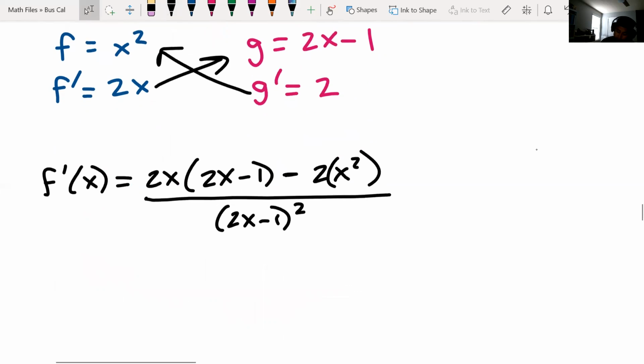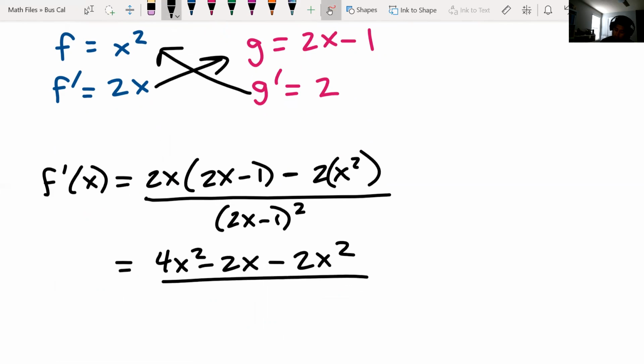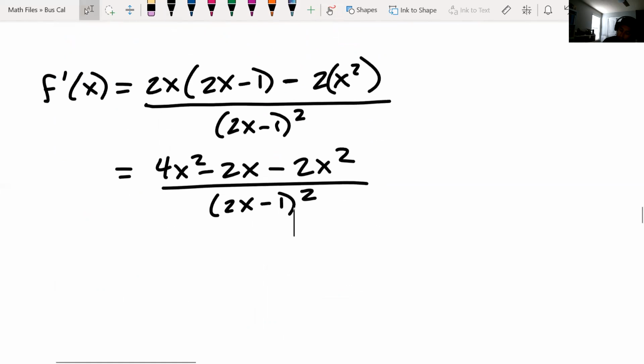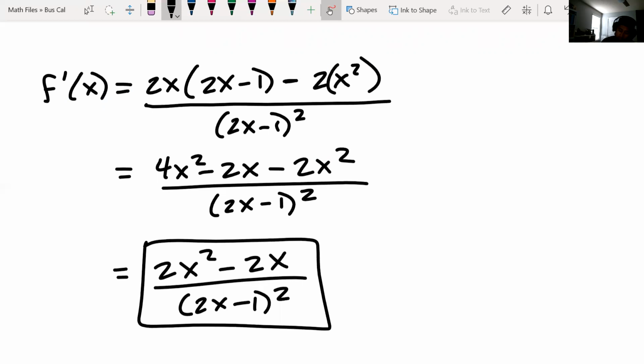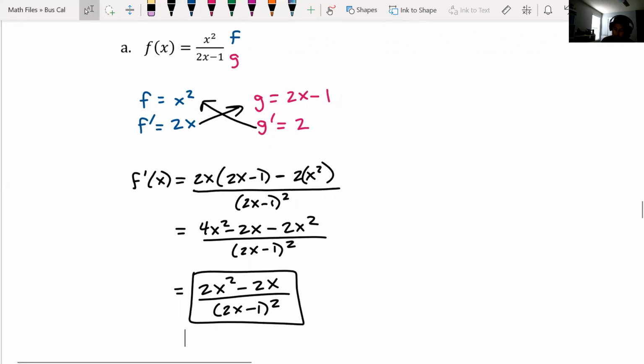All right. So that numerator, you distribute that 2x. So 4x squared minus 2x squared over (2x minus 1) squared. Combine like terms, and we get 2x squared minus 2x all over (2x minus 1) squared. And there it is. That is the derivative of a rational function using quotient rule.